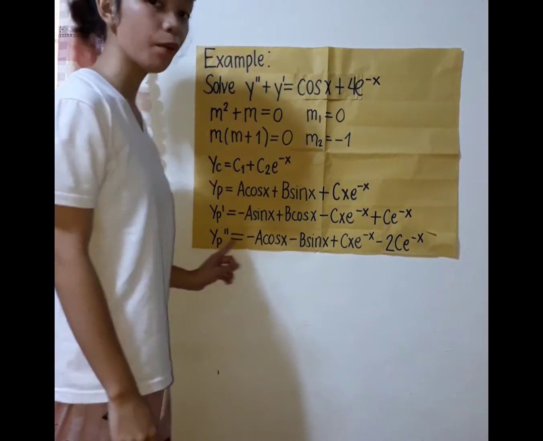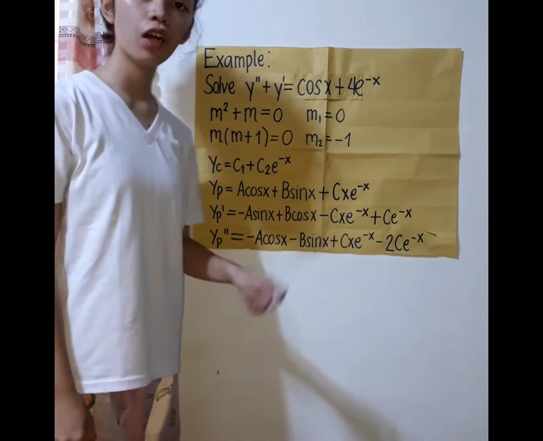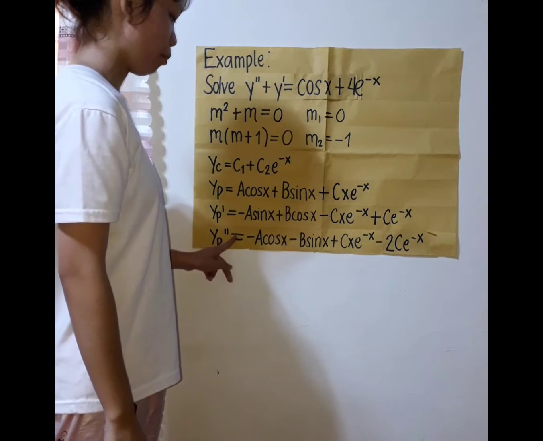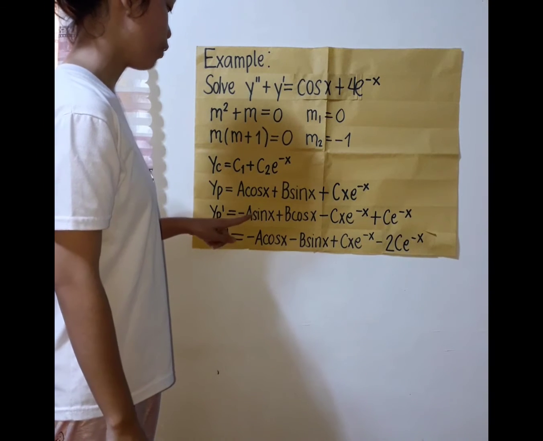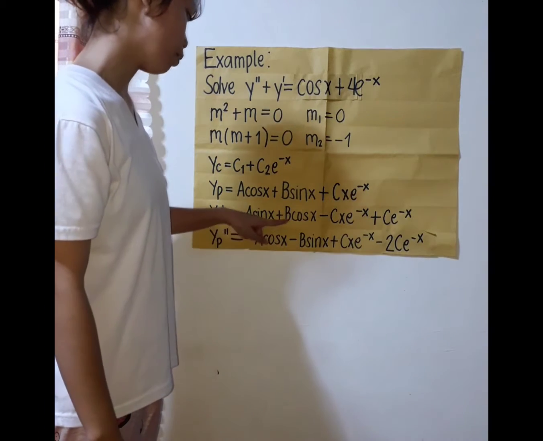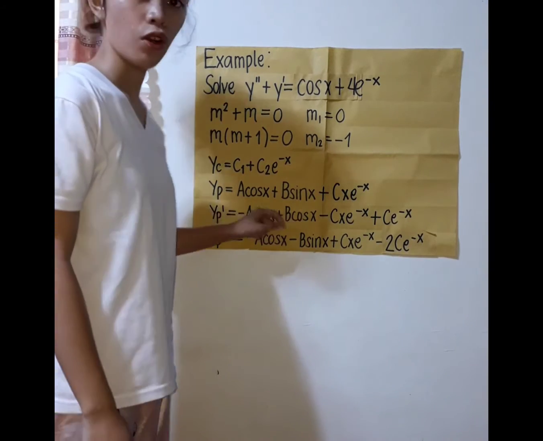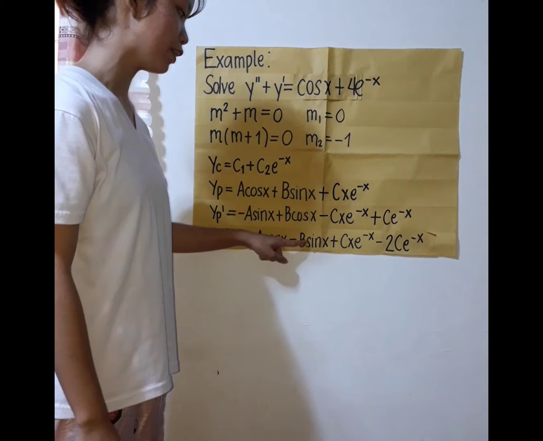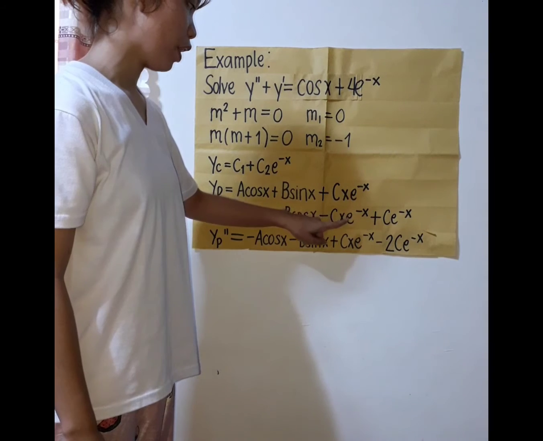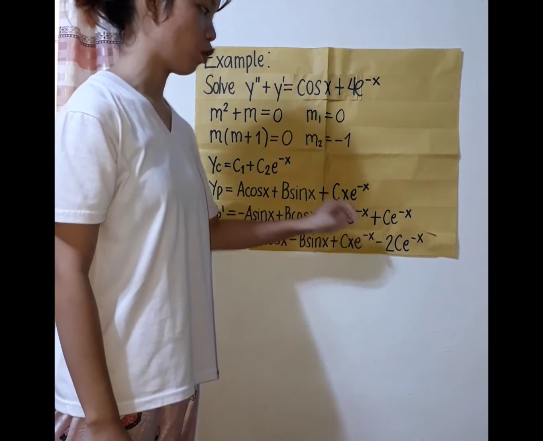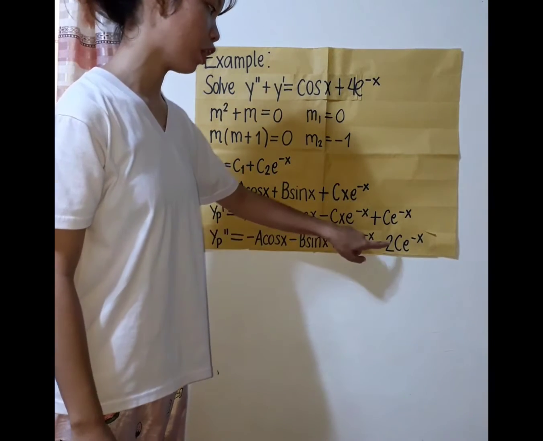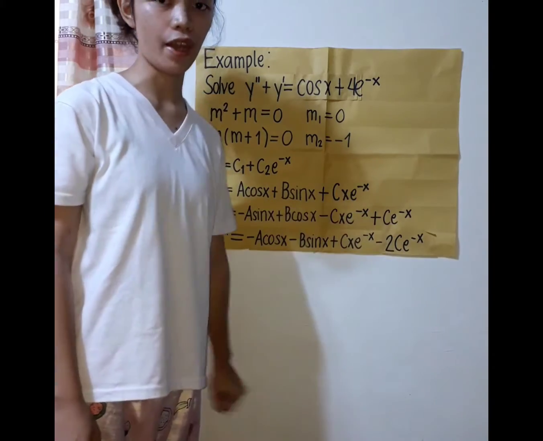So, next step ay kukunin naman natin ang YP double prime. So, ganun lang ulit. Kukunin lang natin yung derivative ng YP prime. So, YP double prime is equals to derivative ng negative A sin x is equals to negative A cosine x, at ang derivative naman ng B cosine x. So, cosine magiging negative B sin x plus derivative na CXE raised to negative x is equals to CXE raised to negative x. So, kukunin pa din natin yung derivative niya. So, magiging dalawa siya. So, ganito na lang. Negative 2 CE raised to x.